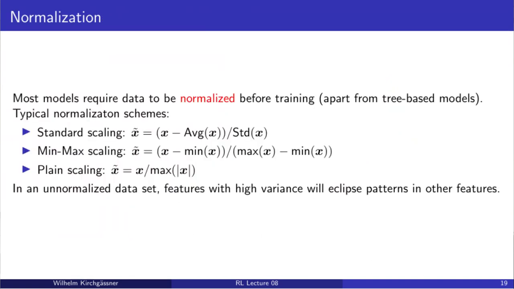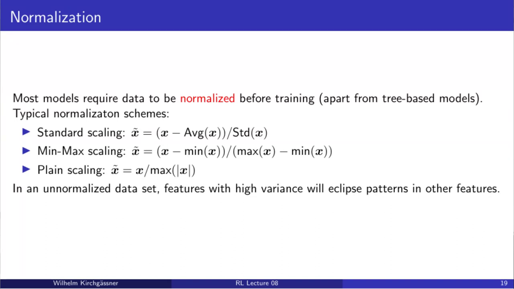Normalization is also something we should talk about. Usually you don't feed all your sensor readings directly into the model as they are. Usually you need to normalize them in order for the optimization algorithm behind it to work better. There are different ways to normalize the data. The most popular ones are standard scaling, where we subtract the average of some feature from each sample and divide by the standard deviation, such that the mean of the normalized feature is going to be 0 and the standard deviation is going to be 1.